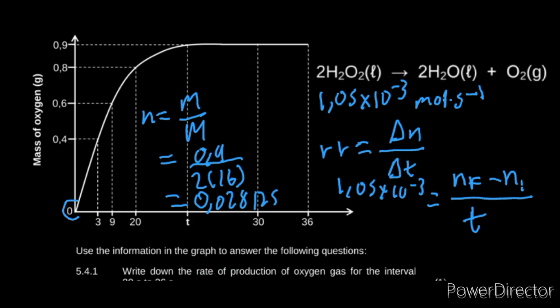Now if we're to find the number of moles before, it's still going to be n is equal to small m over big M. But notice that the mass here is 0, so it's just going to give you 0 as the answer. 0 divided by anything will give you 0. So in other words, the top part is going to give us this part minus 0, which is the same as this part. So it's going to be 0.028125. So all we have to do is to make t the subject of the formula.